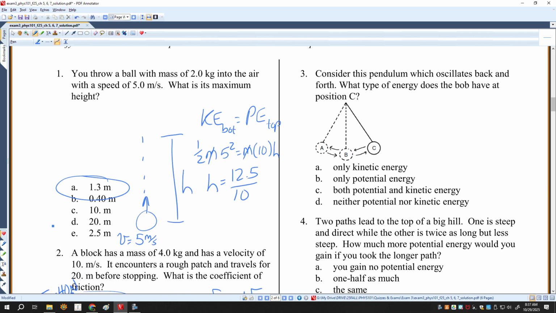So this pendulum oscillates back and forth. What type of energy does the bob have at position C? Up here, the velocity is equal to 0, so it has no kinetic energy. And the height is, well, this height, h, so it has only potential energy.